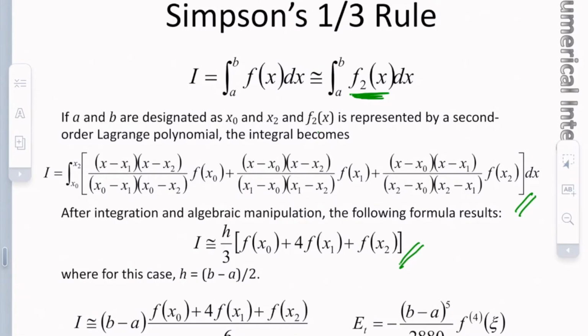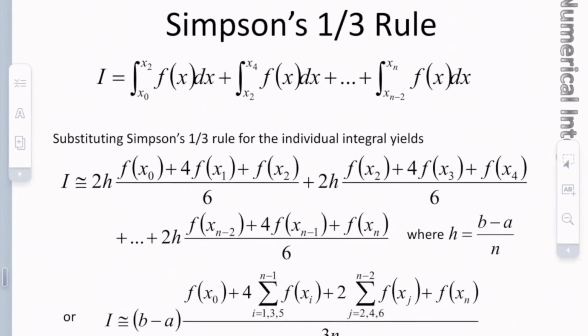If we replace h by (b minus a) all over 2, we have this expression. The error term is computed as shown and is in the order of the 5th power of h. Just as with the trapezoidal rule, Simpson's rule can be improved by dividing the integration interval into a number of segments of equal width. The total integral can be represented as shown.